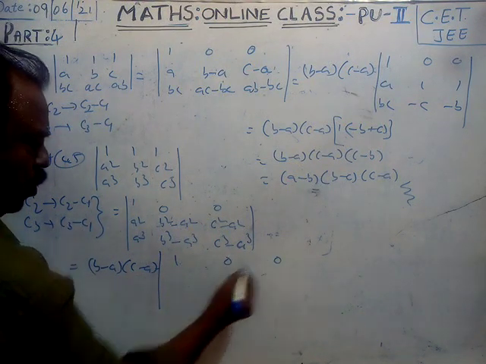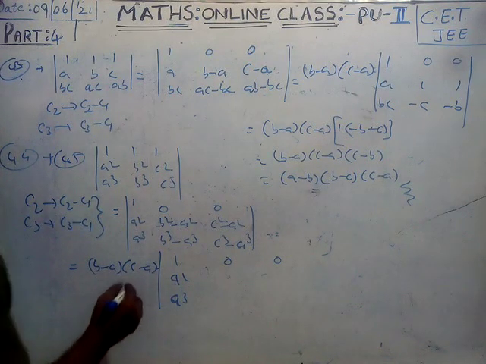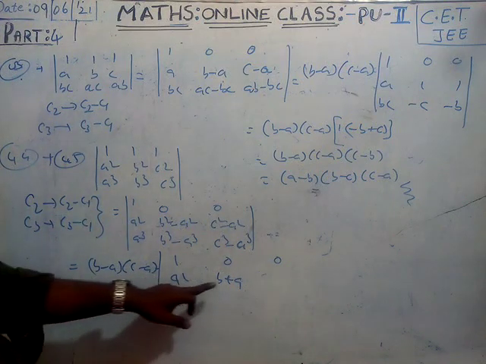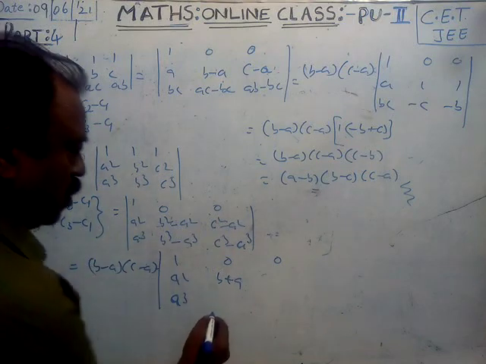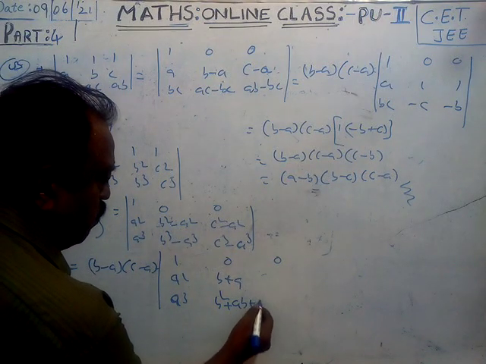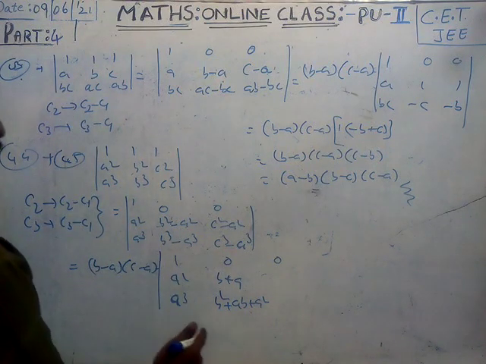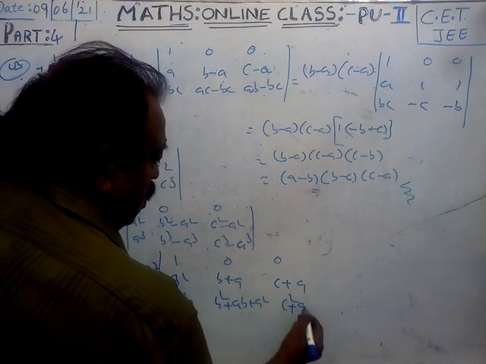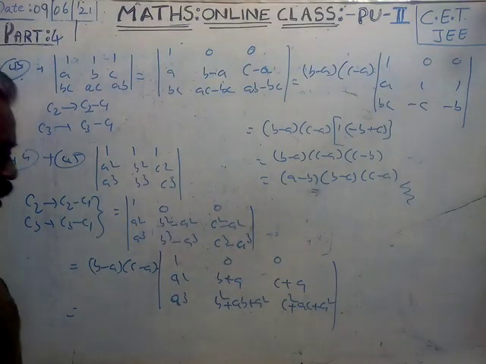Here it is a square, a cube. Here is b plus a, b minus a, b plus a, b square minus a square. After taking b minus a common, it is b square plus ab plus a square. a cube minus b cube, like that one. And also c plus a, c square plus ac plus a square is there. Okay, now, like that only.